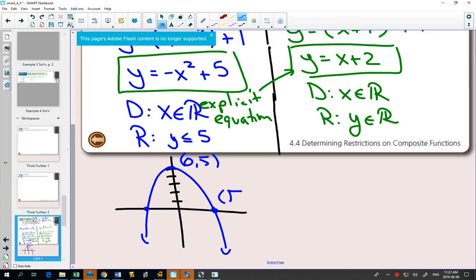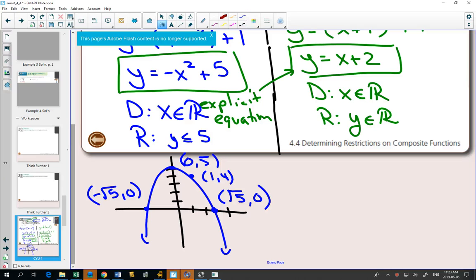So this is going to be root 5 comma 0 and negative root 5 comma 0. Could have labeled another point 1 comma 4. So we need more than just a single point. We need enough so that whatever scale we have on our x-axis is indicated as well as our scale on our y-axis.